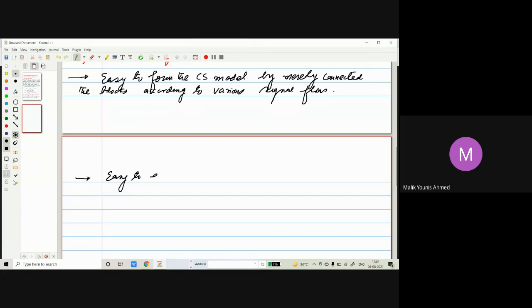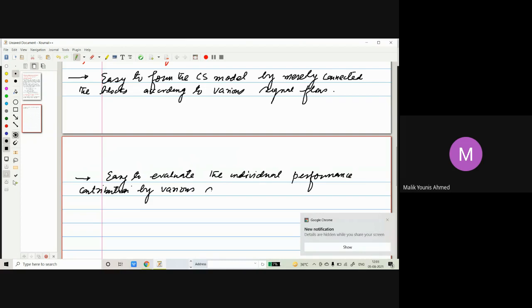easy to evaluate the individual performance contribution by various subsystems.